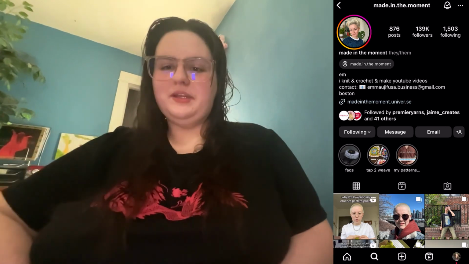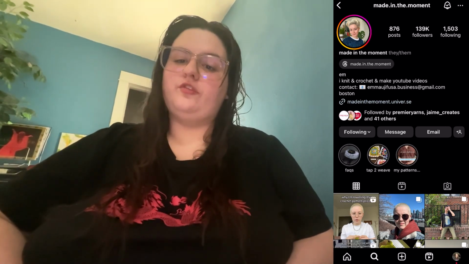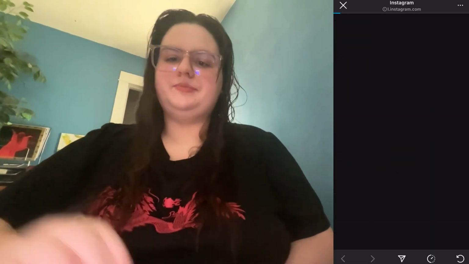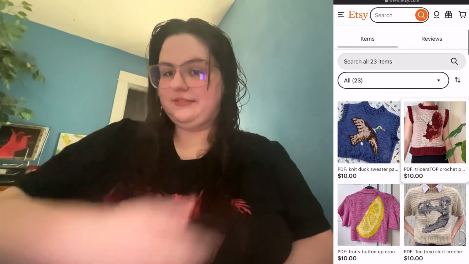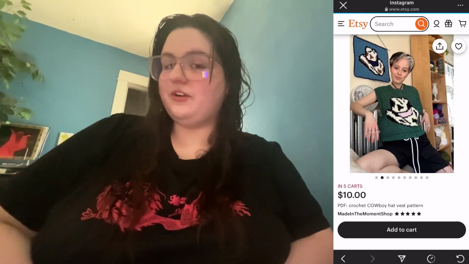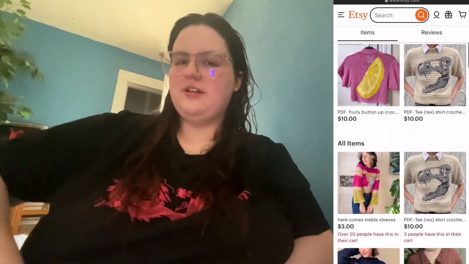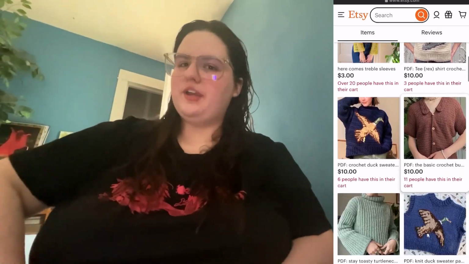They have multiple streams of income and what I would consider to be a large following for a niche community like fiber arts. Made in the Moment sells patterns on Etsy, as shown here, some of which have a pixel art style to them. Most of the patterns that I have found while doing research have a price point of around $10.